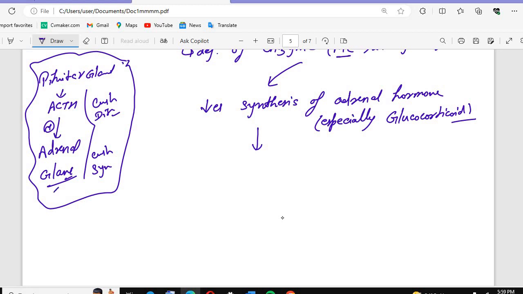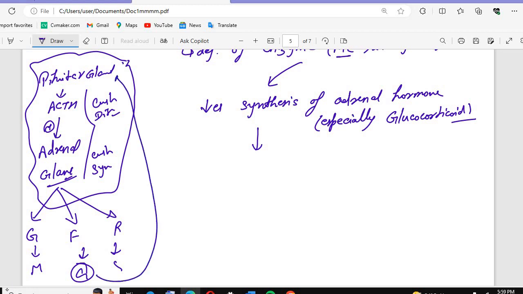ACTH acts on the adrenal gland, on the cortex part, which has the layers. Here we see there is more effect on the glucocorticoids. The glucocorticoid level will decrease, and since glucocorticoids give negative feedback to the pituitary gland, due to the feedback control there will be an increase in ACTH, adrenocorticotropic hormone.